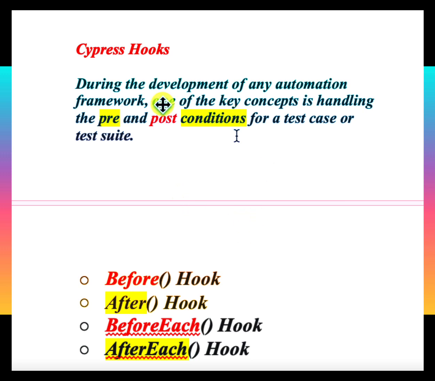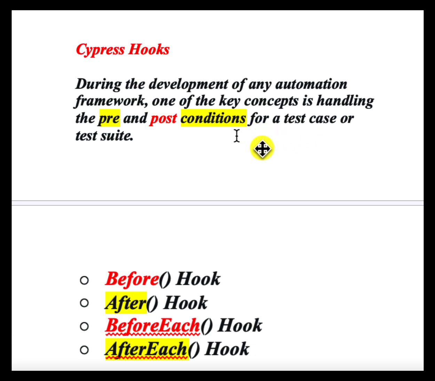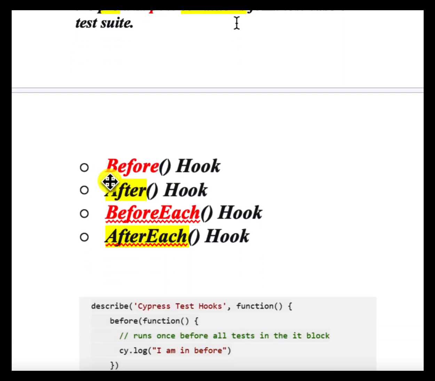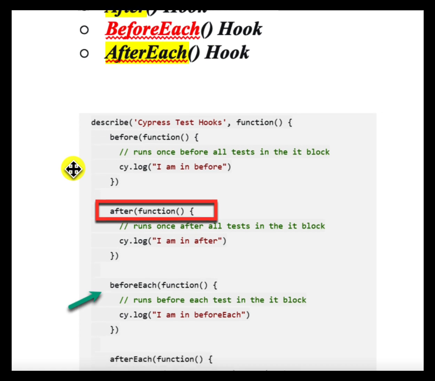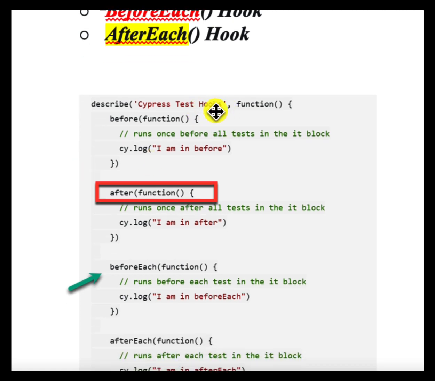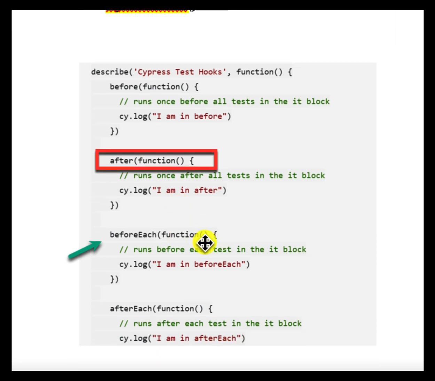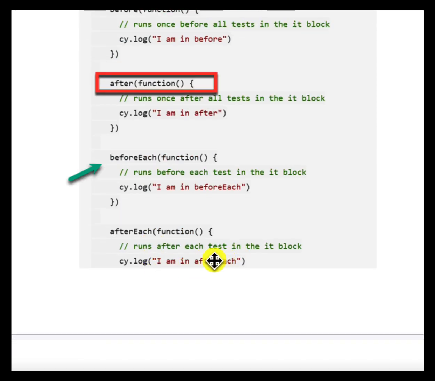Cypress hooks. During the development of any automation framework, one of the key concepts is handling the pre and post conditions for a test case. Hooks are nothing but checks which have to be done before and after. So we have the before hook, after hook, before each hook, and after each hook. The structure is describe, some condition, function, before and then function, cy.log, after function, cy.log, before each function, cy.log or cy.visit or anything, after each, and then function.